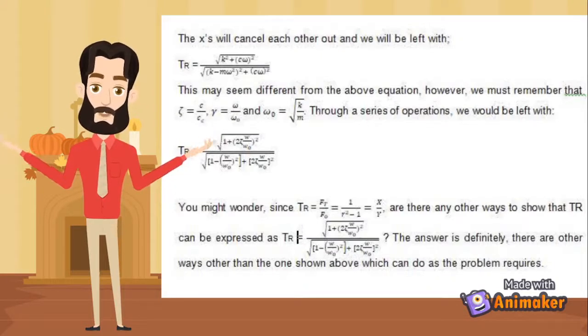But you might wonder, since t sub r is equivalent to f sub t over f naught, and it is also equivalent to 1 over r squared minus 1 and x over y, are there any other ways to show that the transmissibility can be expressed as the needed equation? The answer is definitely yes. There are other ways other than the one shown above which can do as the problem requires.